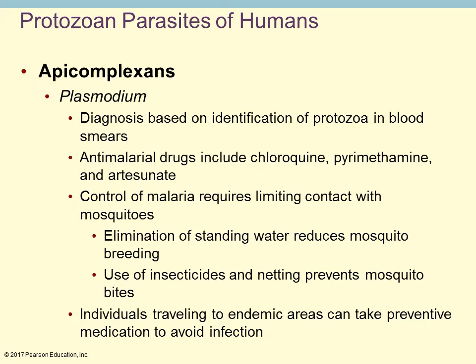One of the biggest things is, because we know it's a particular species of mosquito that transmits the Plasmodium to humans, to limit the contact with the mosquitoes. Reduce standing water so that the mosquitoes cannot breed. Use insecticides, use netting. Prevent the mosquitoes from ever biting you in the first place.